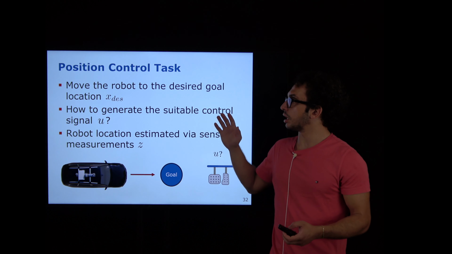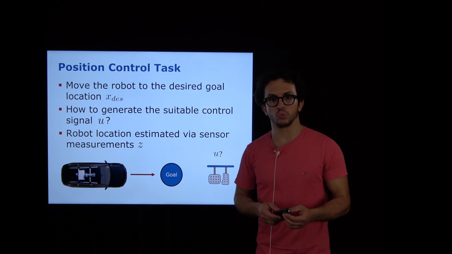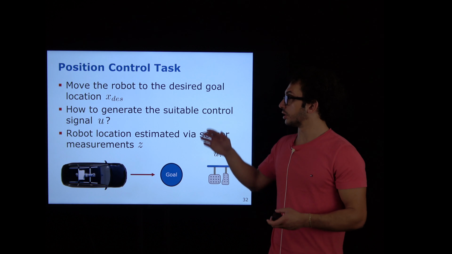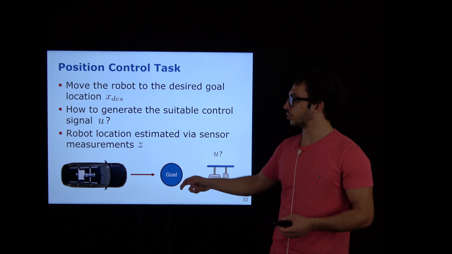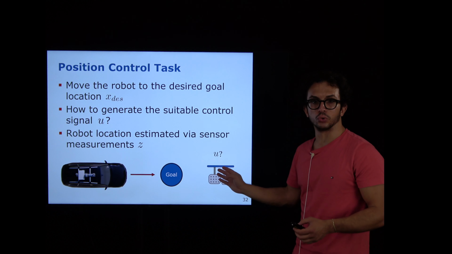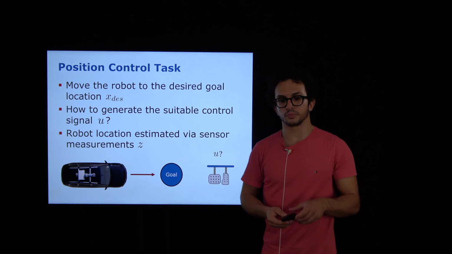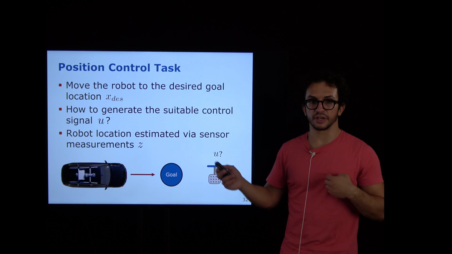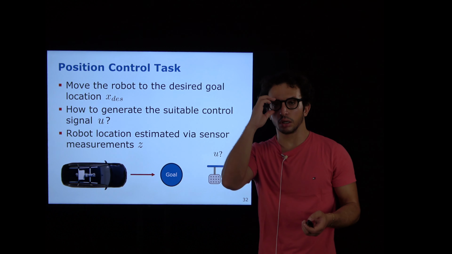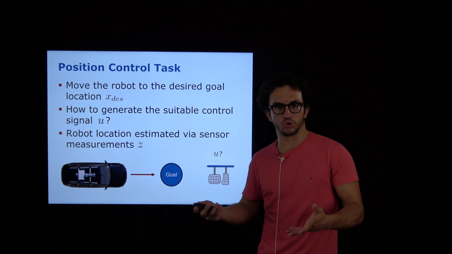So we want a position control task. This is quite similar to what we've seen last week with the parking. We have a robot or a car, we want to move it to a certain goal location, and we want to generate the control U that makes the car move to this location. The location is estimated by a sensor, so we have some sensors on the car that allow us to know where the car is, and we want to generate this input.